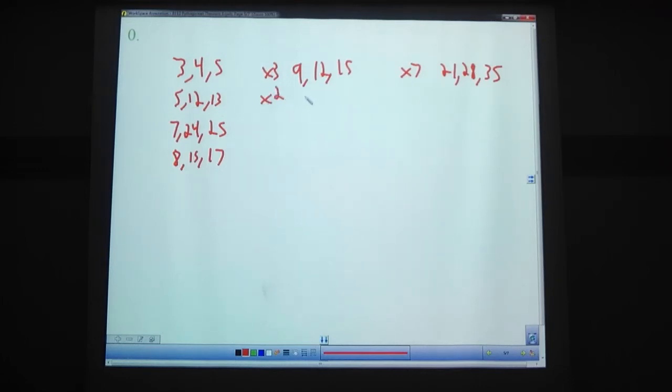5, 12, 13. Try making a new triple based off of that. If you multiply it by 2, you might have gotten 10, 24, 26. If multiplied by 5, you might have gotten 25, 60, 65.